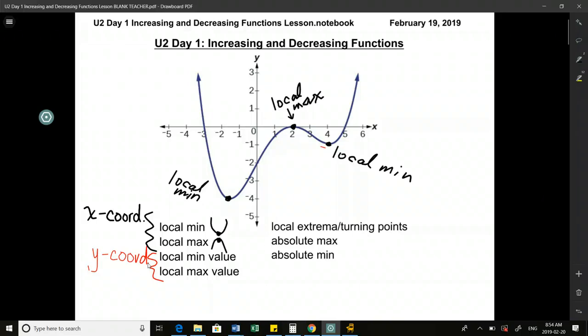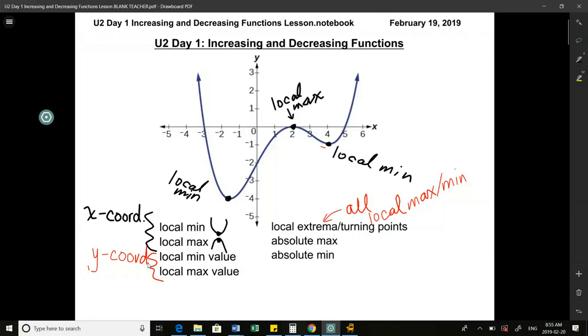When we say the words local extrema or turning points, we're talking about any local max and local min, so all of the local max and local min points. If a question asks you to find the local extrema, we're talking about any possible local maxes and any possible local mins.